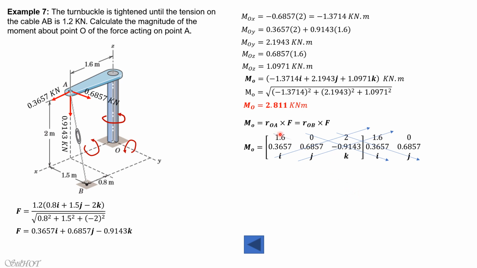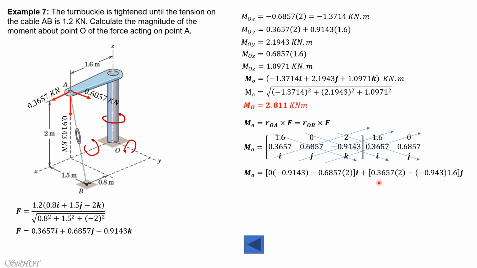For the Z component, we have positive 0.6857 times 1.6, which is that. So minus, so this product is 0 because of that 0 there. So it really verifies that MOZ is the same. So therefore, in vector form, the result is the same as this. So we have the detailed calculations for moment about O. So 0 times negative 0.9143, which is that, minus 0.6857 times 2, which is that. So which is the same as this.